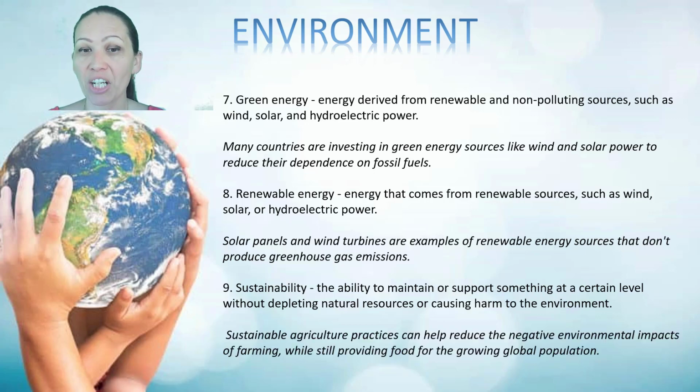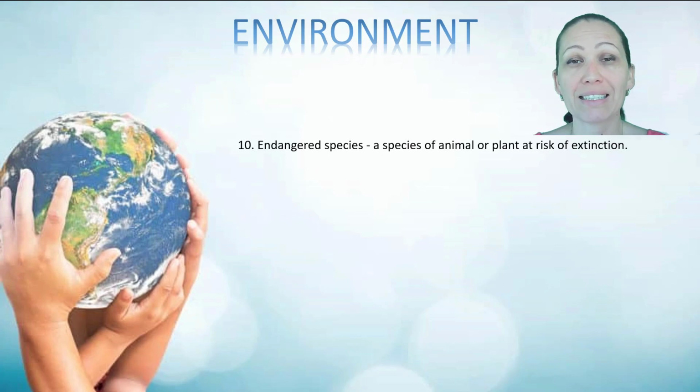For example, sustainable agriculture practices can help reduce the negative environmental impacts of farming, while still providing food for the growing global population. So here we're talking about more sustainable methods of agriculture, because we all know that herbicides and pesticides that are used in farming are very harmful for the environment, for water, for soil. So instead of using all these chemical products, we need to opt for more sustainable agriculture methods.